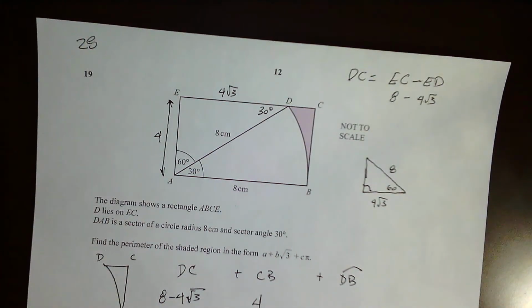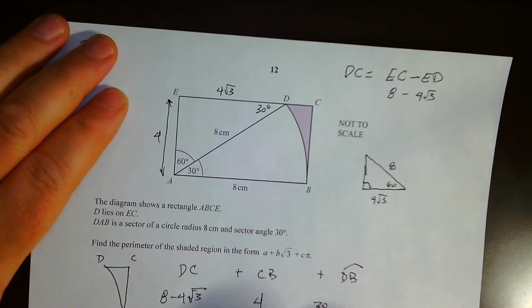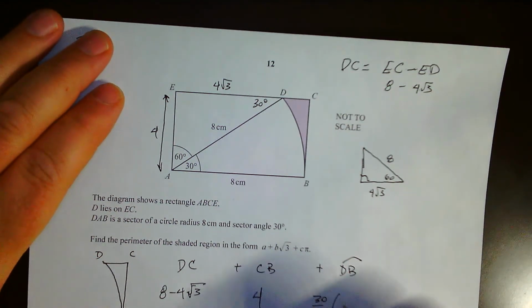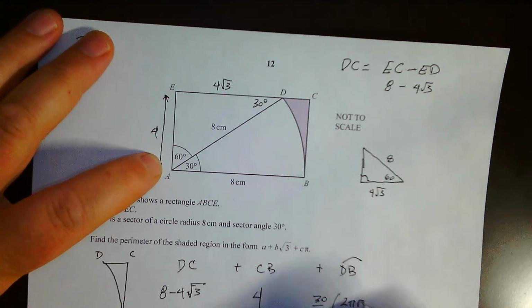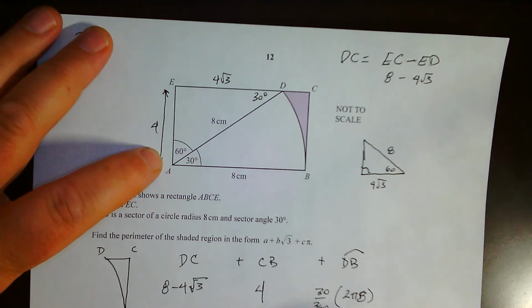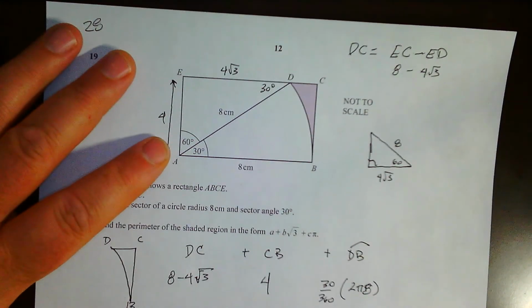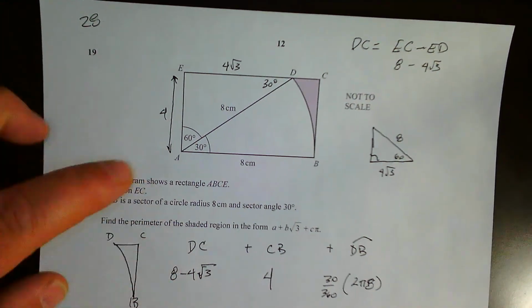Look at that. Okay, now, the sector DB. Well, that's 30 out of 360. That's 1/12 times pi r squared. No, 2 pi r. And r is 8. Right? So this is going to be 1/12 times 16 pi. So that's going to be 4/3 pi, because that reduces to 4/3 pi. Plus 4 plus 8 minus 4 root 3. Do you see how my picture, and then I put all my stuff here? Oh, I'm sorry, you couldn't see what I was writing.